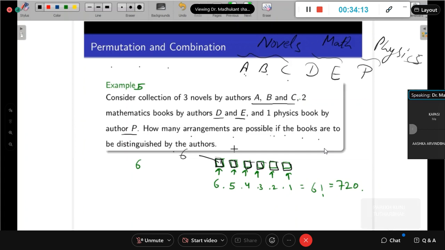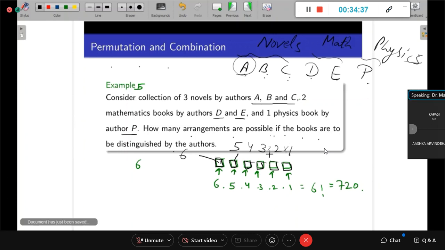So the second place has how many choices now? Suppose one has come here. How many choices? 1, 2, 3, 4, 5. So a total of 5 choices. Once one of them is placed here, the next will have 4. Similarly, 3, 2, and 1. So these are simultaneous, that's going to be 6 into 5 into 4 into 3 into 2 into 1. I think you are very familiar with this notation, 6 factorial, and that total is going to be 720.